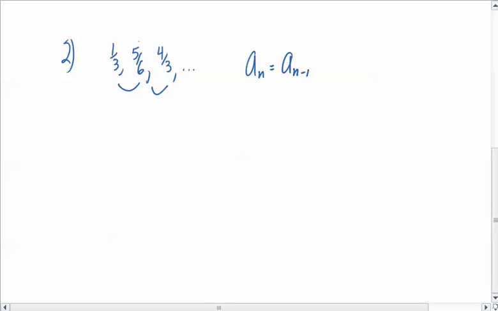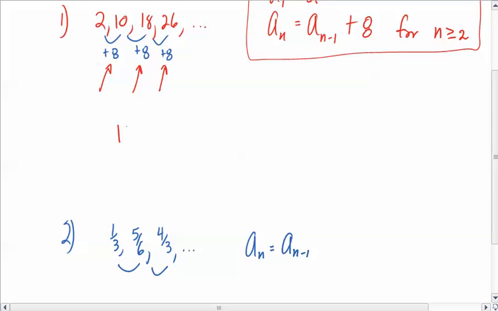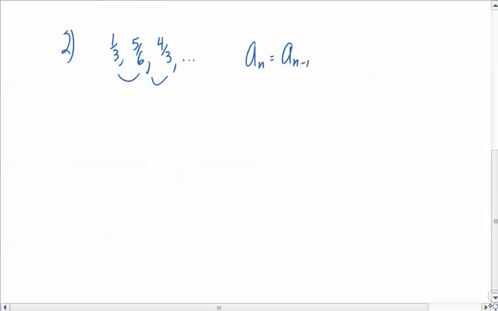What I'm going to do is something that I could have done back here. I could have taken 10 and subtracted 2, or taken 18 and subtracted 10, right? To get the plus 8. So what I'm going to do here is the same idea. I'm going to take the 5/6 and subtract a third from it and see what I get. Well, that just means I need a common denominator, which means I'm going to have 2/6. So 5/6 take away 2/6 is 3/6, which is 1/2. So I think my common difference is adding a half.